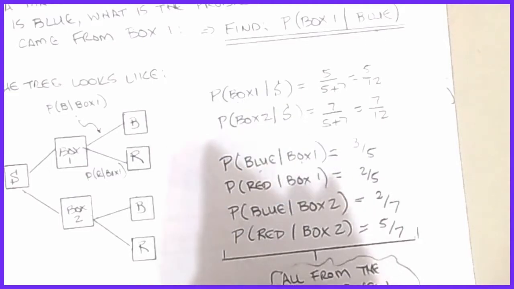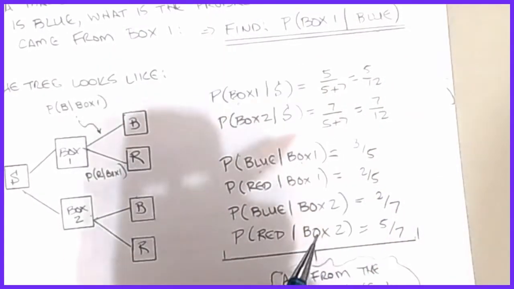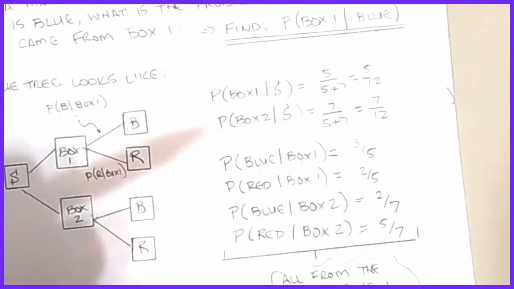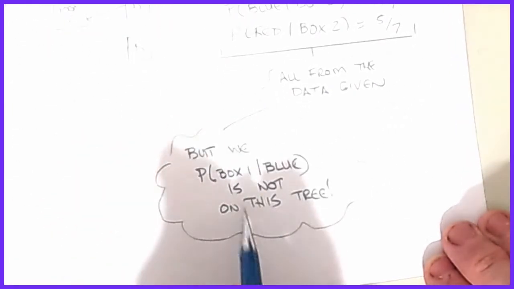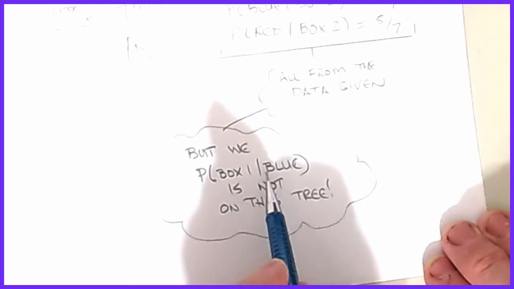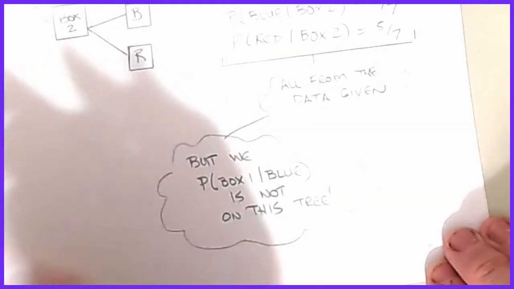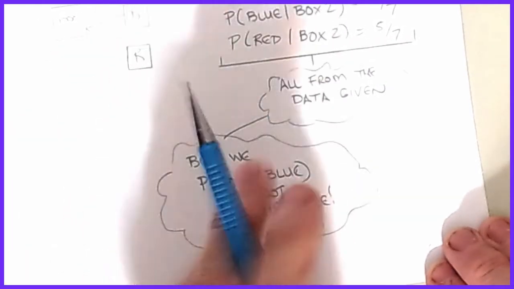All of this is from the data that we were given, and it's pretty easy to calculate these. The problem that we have is that we're being asked to solve a question that wasn't set up by the data that we have. So the idea is that it's not the right conditional that we want, so we've got to flip it. Anytime we don't have the right conditional, we can flip it by using Bayes' theorem. So this is how it starts to work. So let's take a look.